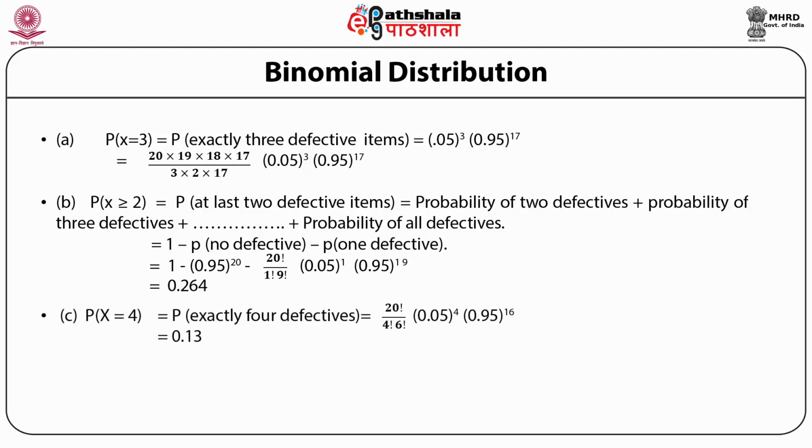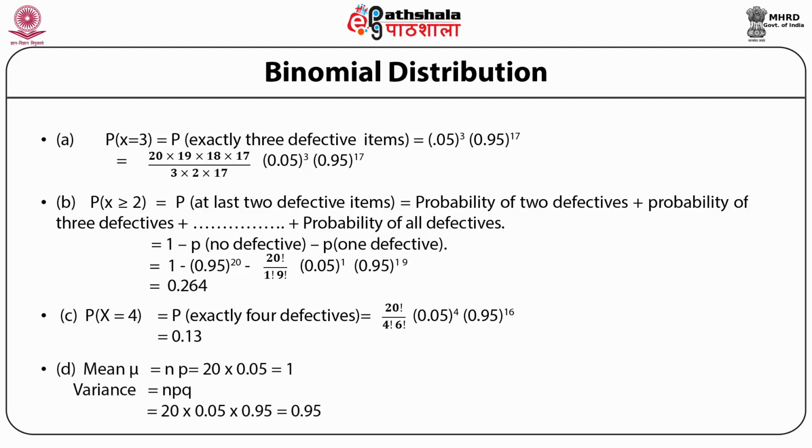Third is probability x takes 4, that is exactly 4 defective items. For this again follow the formula nCr p raised to power r, q raised to power n minus r. At the end, mean is n into p and variance is npq. We know the value of p and hence variance.